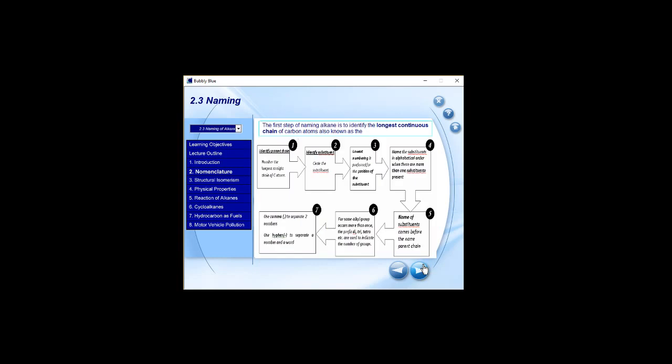To name an alkane, there are generally several steps and guidelines that we must follow. Please remember that, although the general guidelines are the same, for different teaching resources, the steps to name an alkane may be different. However, the first step of naming alkane is always to identify the longest continuous chain of carbon, which is also known as the parent chain. Next, we are going to watch a video clip on how to name an alkane properly.